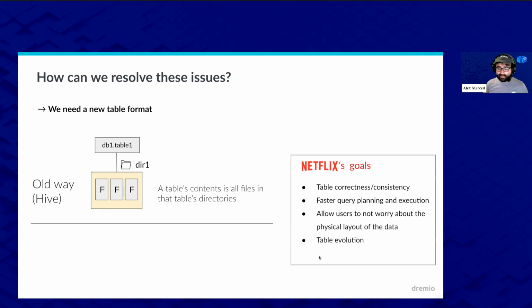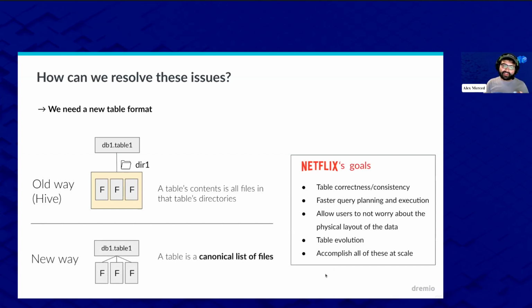You should be able to evolve these tables. I should be able to change the schema. I should be able to change how the table is partitioned. I should be able to change a lot of the details of the table without having to rewrite the table, because that would oftentimes be the case with Hive. You want to change the schema in certain ways. If you wanted to change partitioning, you would just have to literally rewrite the whole table. So we want the table to be able to evolve and do all of these things at petabyte scale.